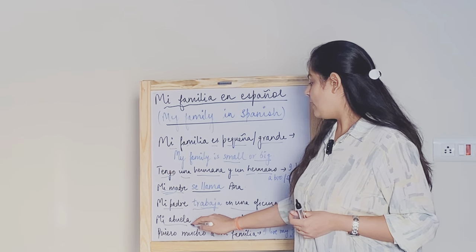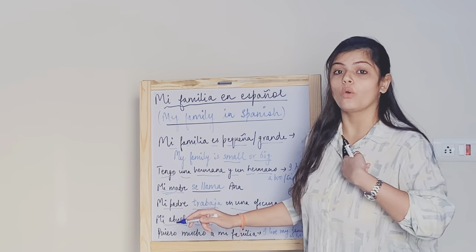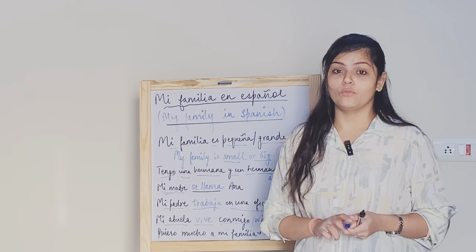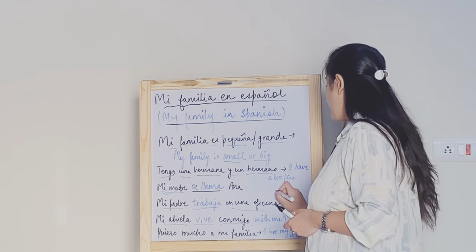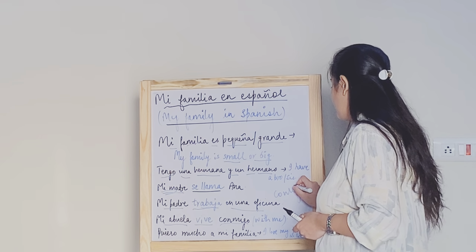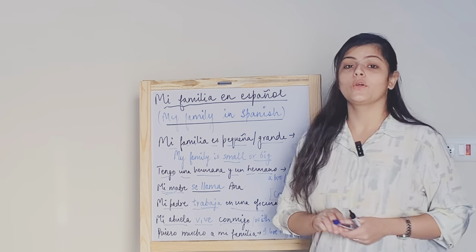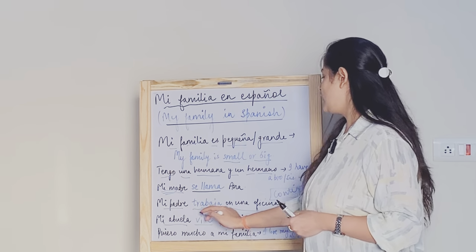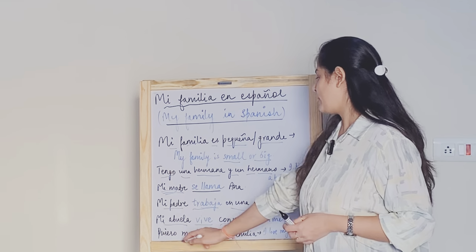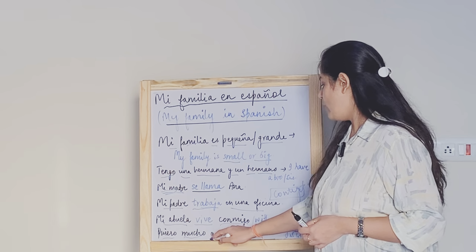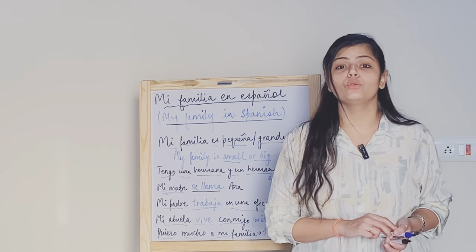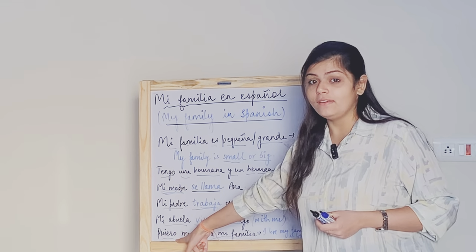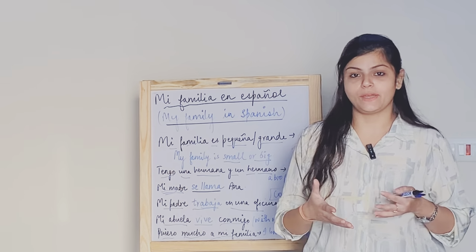Now mi abuela vive conmigo. Conmigo means with me. With you means contigo. Conmigo, contigo. Right? Mi abuela vive conmigo. Quiero mucho a mi familia. Quiero mucho. I love my family a lot. This is the verb querer, which means to love in Spanish.